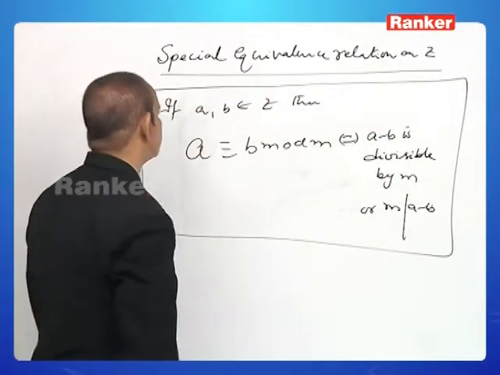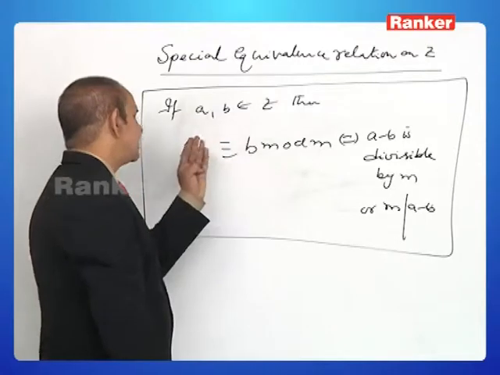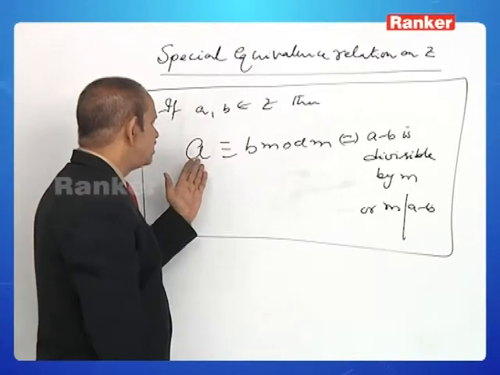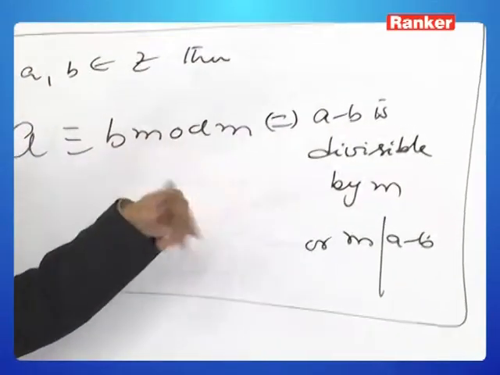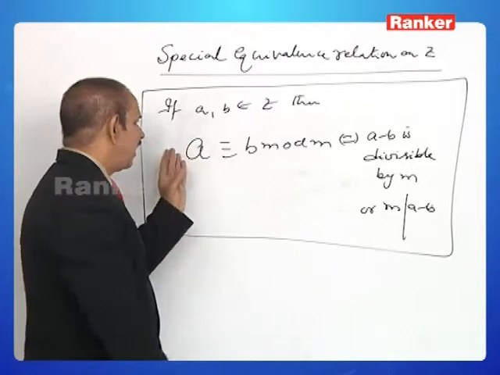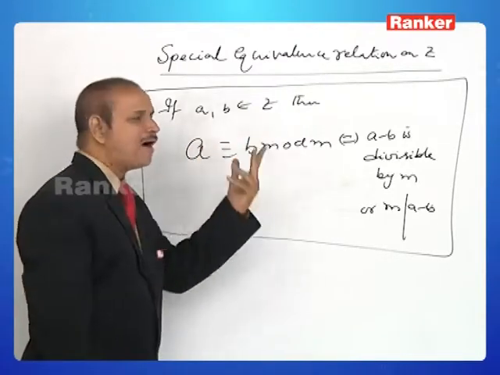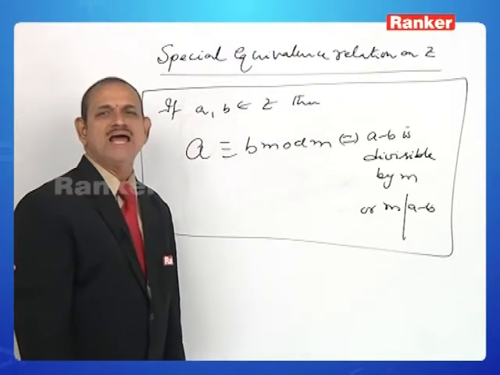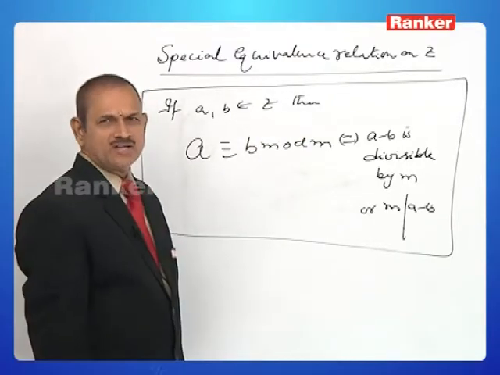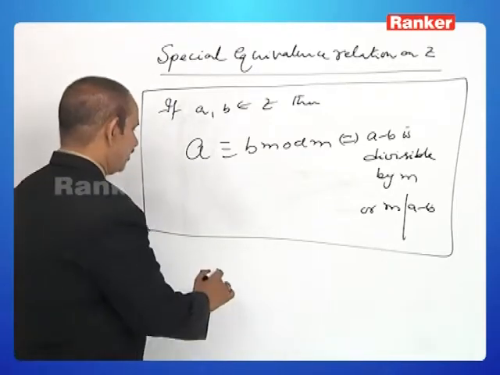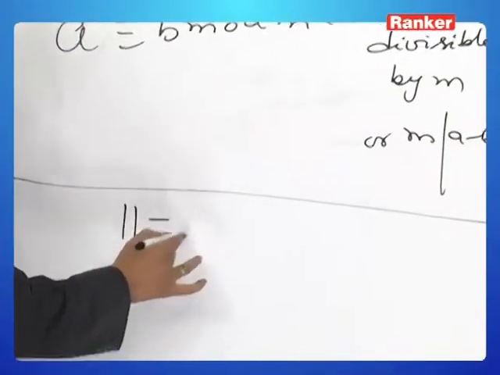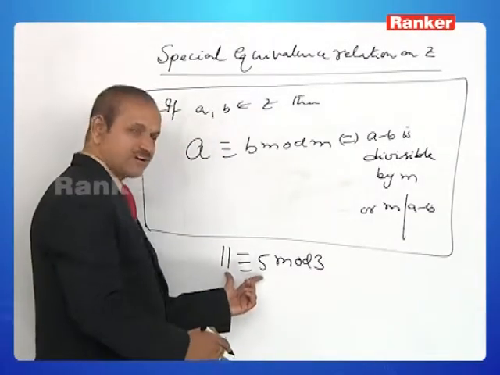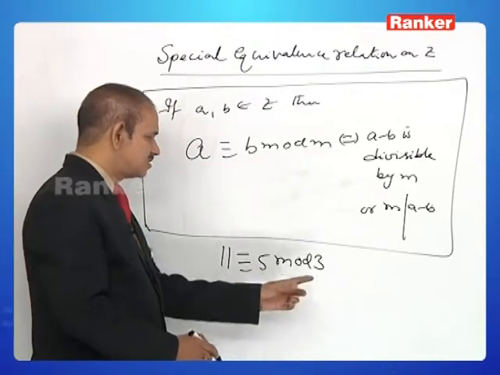It's not a relation, of course, it is a definition. This is written like that and it is read as a is congruent to b modulo m, or simply a is congruent to b mod m. And it happens if and only if a minus b is divisible by m. It will be quite clear if you go through certain examples. Like here, 11 is congruent to 5 mod 3. What is the difference between 11 and 5? 6. 6 is divisible by 3.